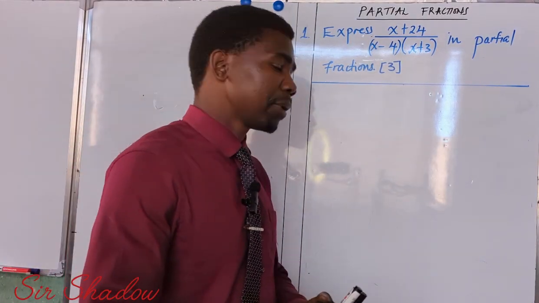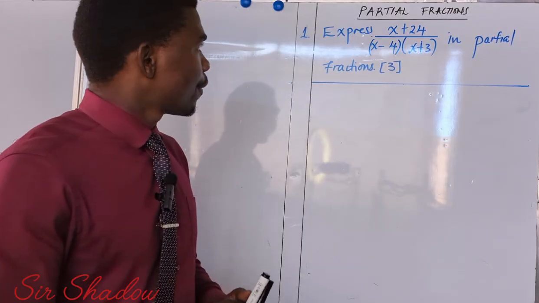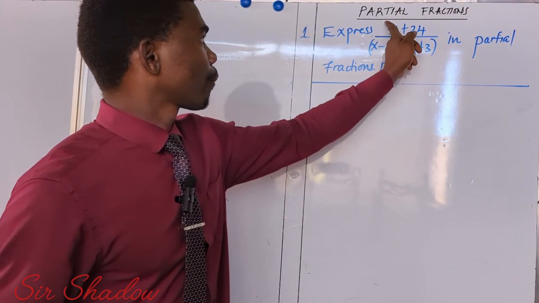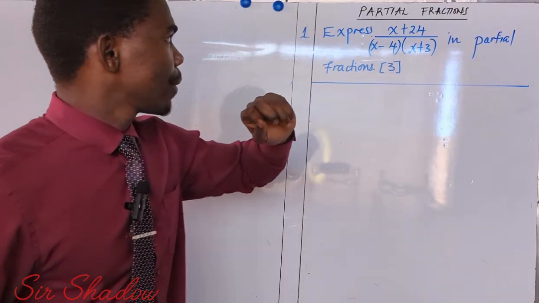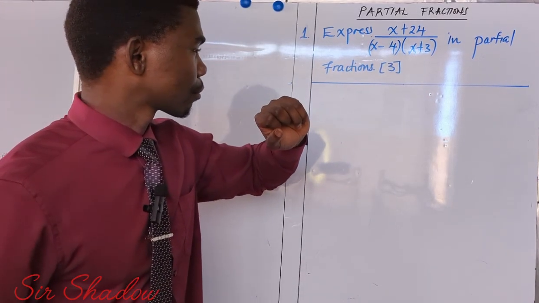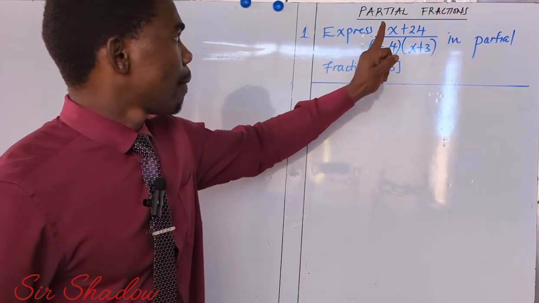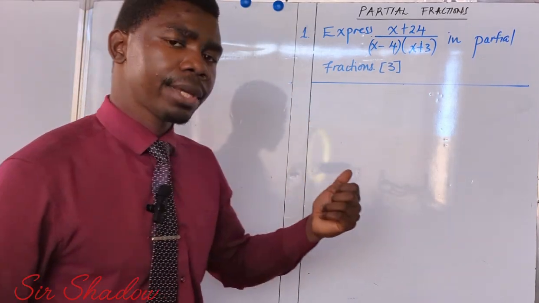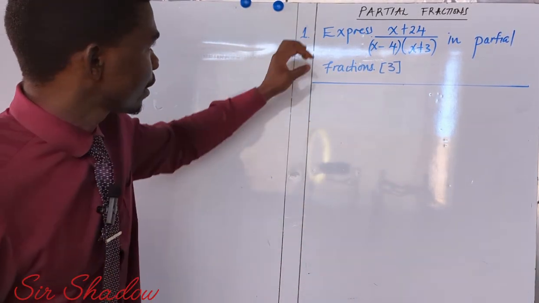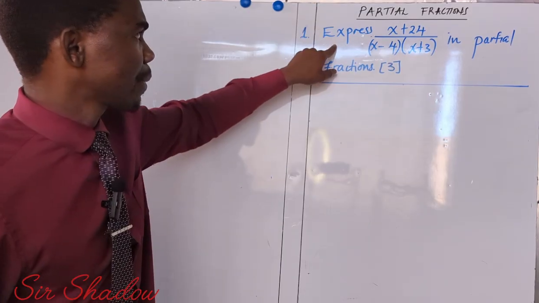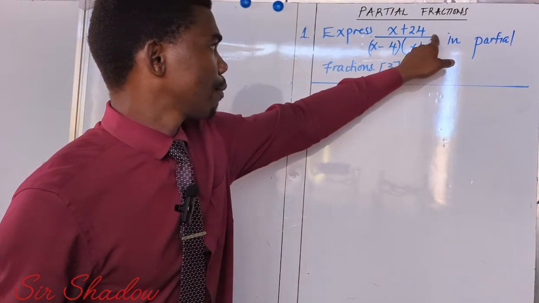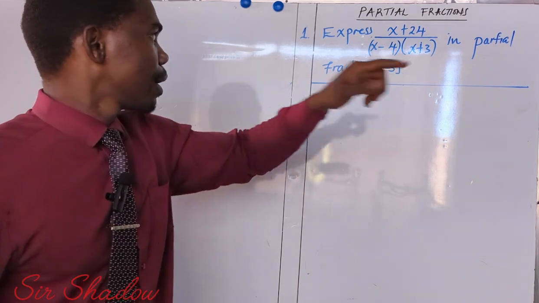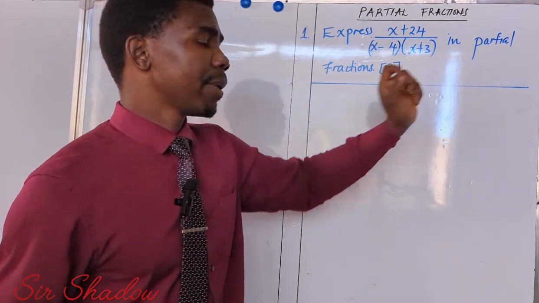Welcome to my platform. All right, we are given this question on this topic, partial fractions. We are asked to express (x + 24) over (x - 4)(x + 3) in partial fractions.